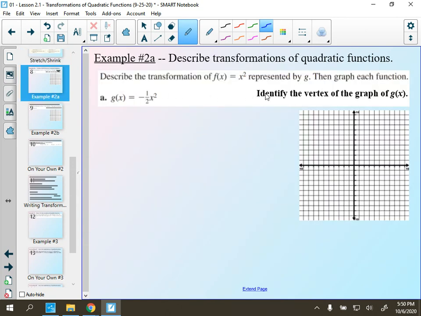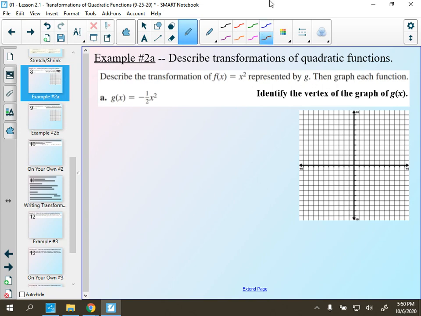Next one, same type of terminology as the graph we just made. Describe the transformation, graph the parent function, identify the vertex. I feel like there's something else we're not getting there, but I guess that's it. So here we go. Let's take a look.